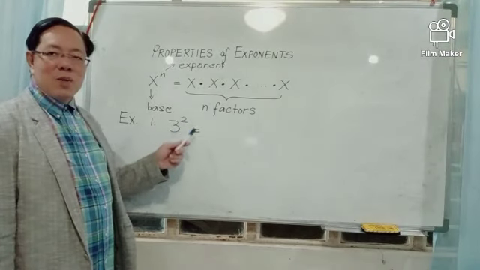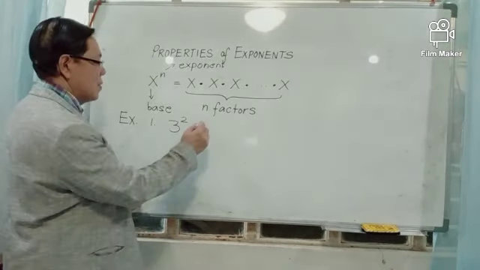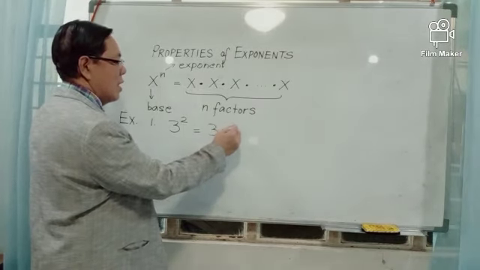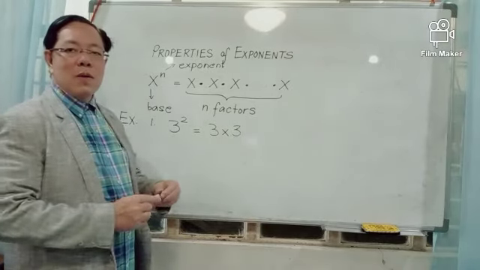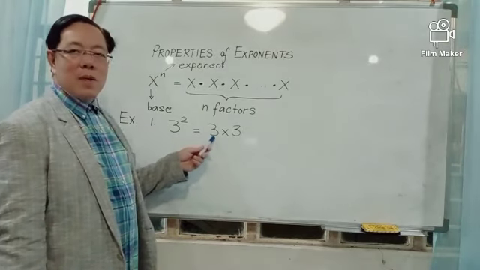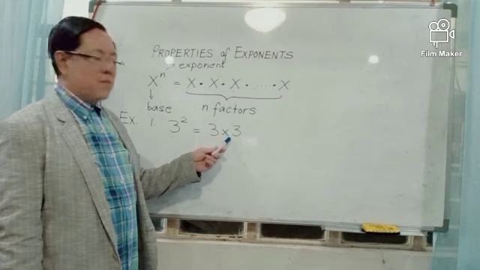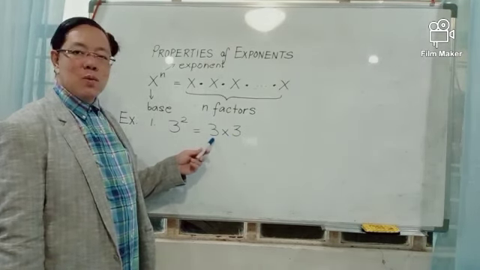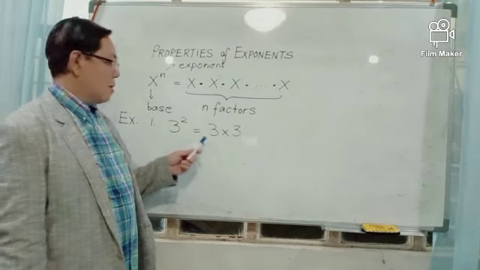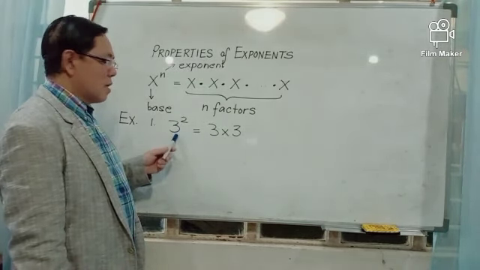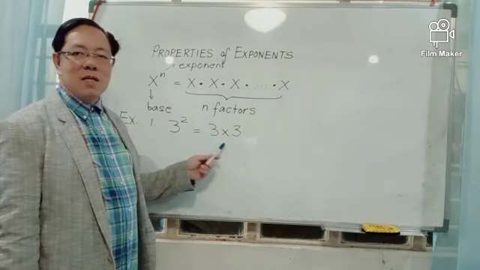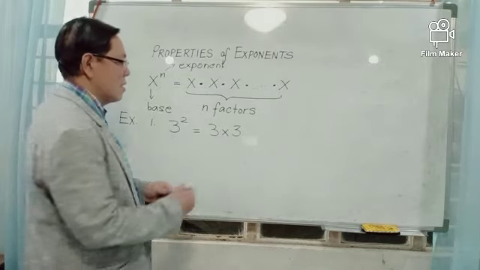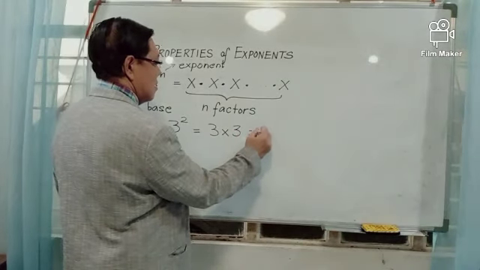Thus, we write 3 squared is equal to 3 multiplied by 3. 3 squared means we multiply 3 by itself 2 times. So at the right hand side, we have 2 factors of 3 squared. The factors of 3 squared are 3 and 3. And you multiply 3 multiplied by 3 equals 9.